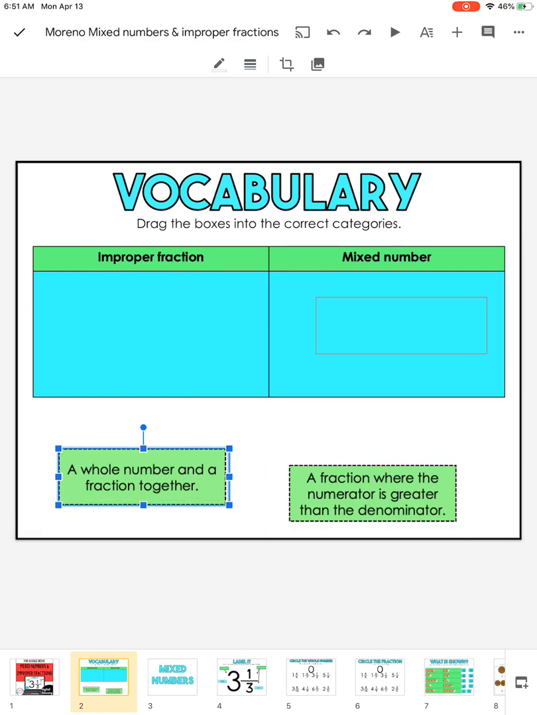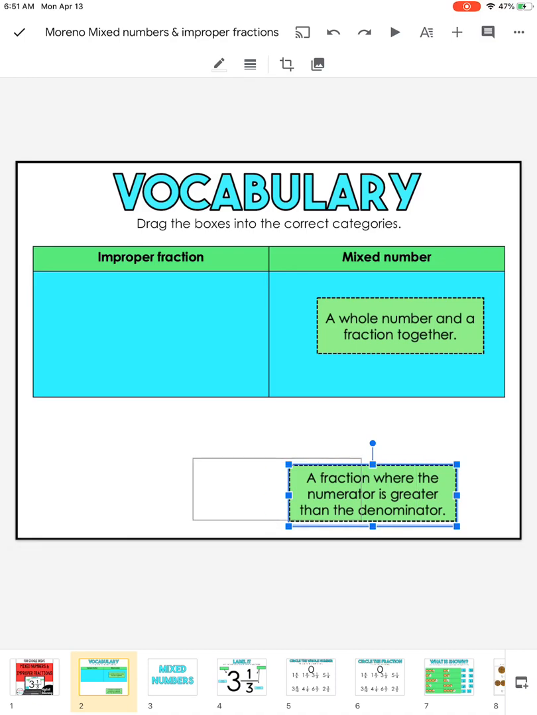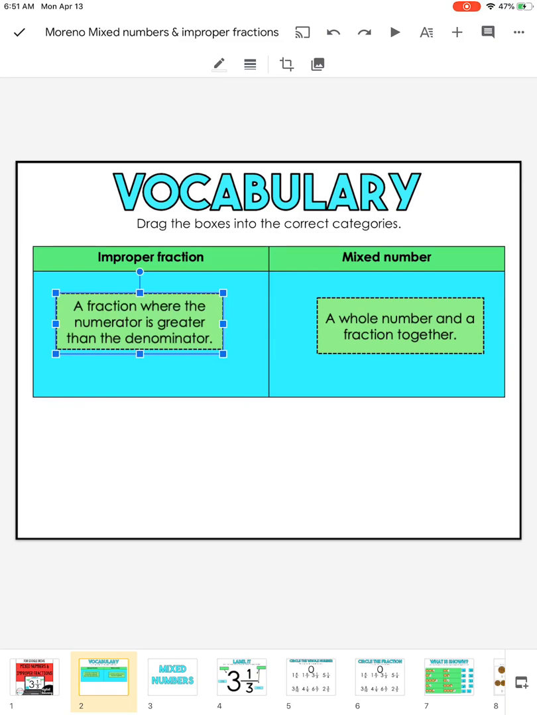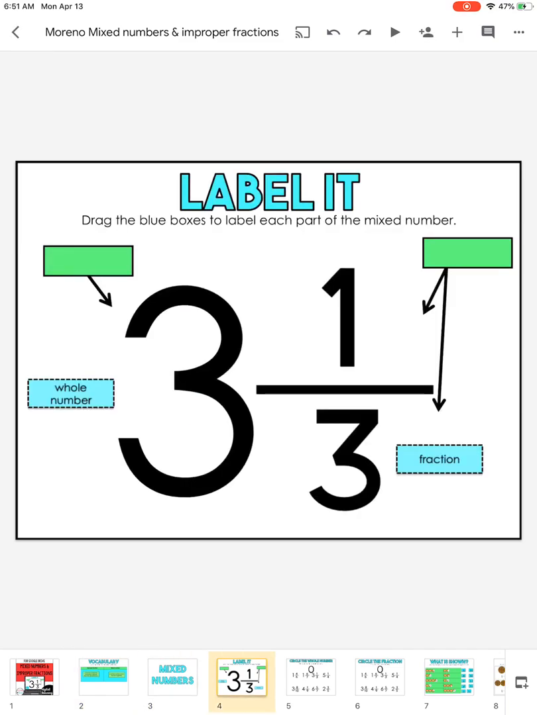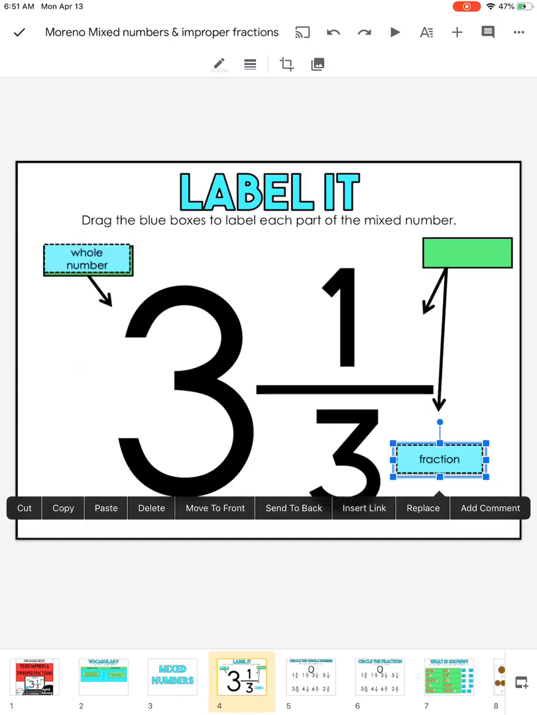That's a mixed number. Let's look at this definition. A fraction where the numerator is greater than the denominator. That's an improper fraction. Now label it. Mixed numbers. So we have 3 and 1/3. 3 is my whole number. 1/3 is our fraction.